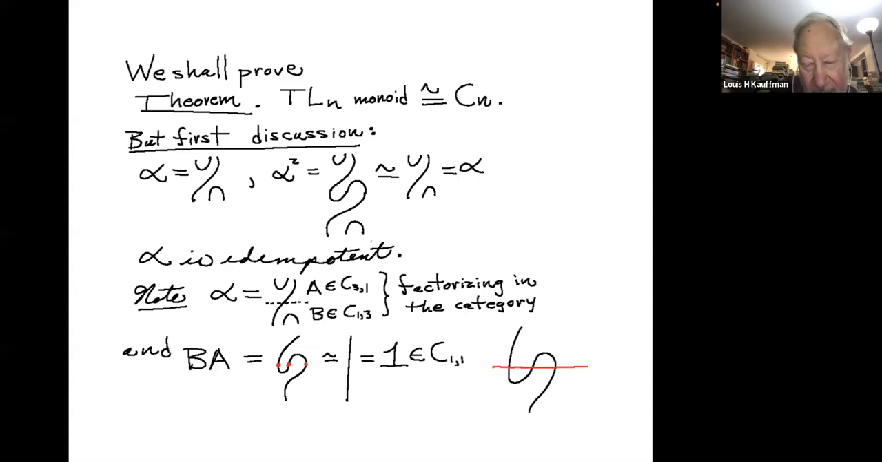And where did this come from? Well, if you look at it, you see that in the category, alpha factors into an A and a B, where A goes from 3 to 1 and B goes from 1 to 3. And if you look at the reverse product of A and B, the A, you see that it's the identity. That's the wiggle in the middle.